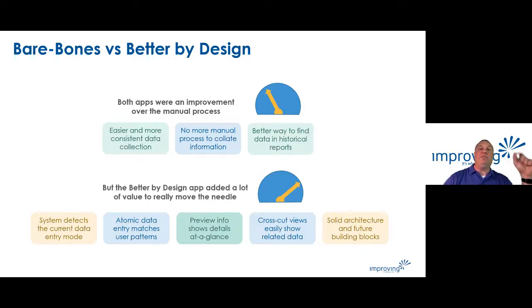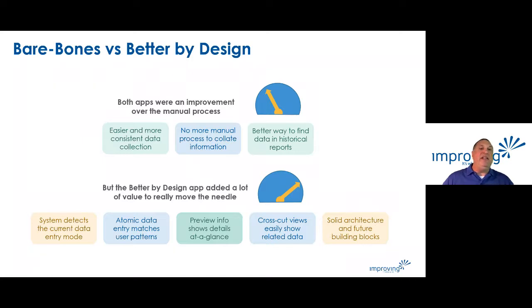But I think it's a pretty solid argument that when we did our better by design app, we really moved the needle. We added to that value in a bunch of different ways. That system detects the current data entry mode and makes sure the user goes down the right path. They're not accidentally creating a second record for this week. They're not getting lost with where they were. Where did my data go? Oh, because the week turned over. It sort of guides them through that.